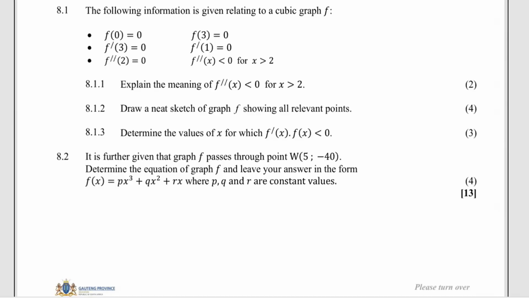So the following information is given relating to a cubic graph f. f of 0 is 0, which means the graph is cutting the x-axis, so the origin. f of 3 is 0, meaning that x equals 3 is also an intercept. Okay, so we have 0, we have 3.